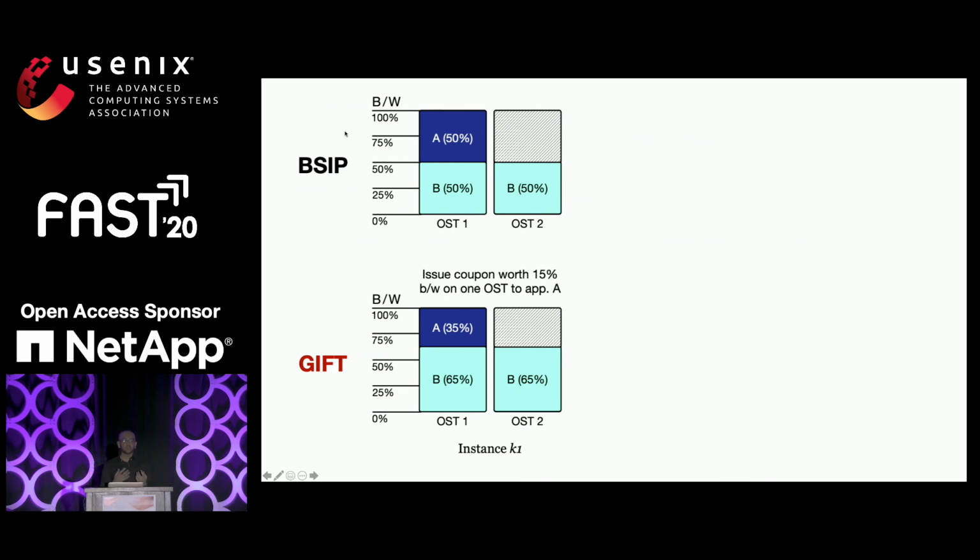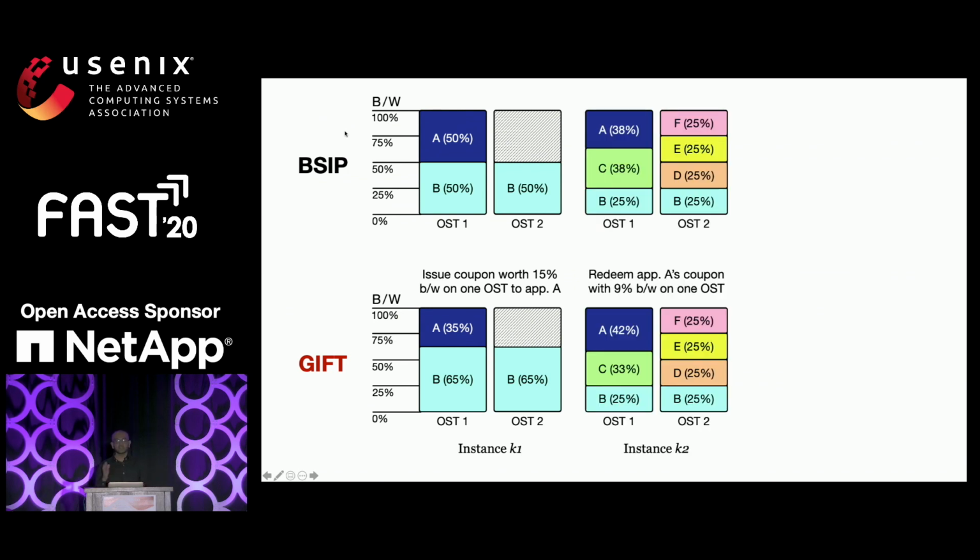So with Gift, we notice this, and we say let's give application A a coupon worth 15% and then throttle it by 15%. So application A is now only going to receive 35% of the bandwidth, and this means that we get to expand B by 65%, which means it also expands on the second OST, and now the bandwidth waste is reduced to 35%. And this is at instance K1.